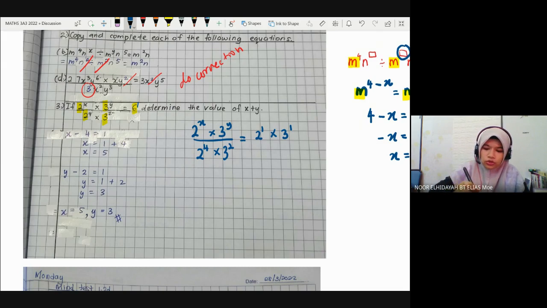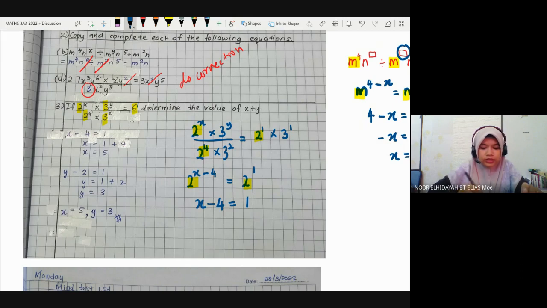So you just compare for the same base first. Compare for the base 2 first, and then you find for the base 3. So now you have 2 to the power of x divided by 2 to the power of 4 is minus 4, equals 2 to the power of 1. Therefore, now you have the same base. You solve for the index. Compare the index. x minus 4 equals 1.